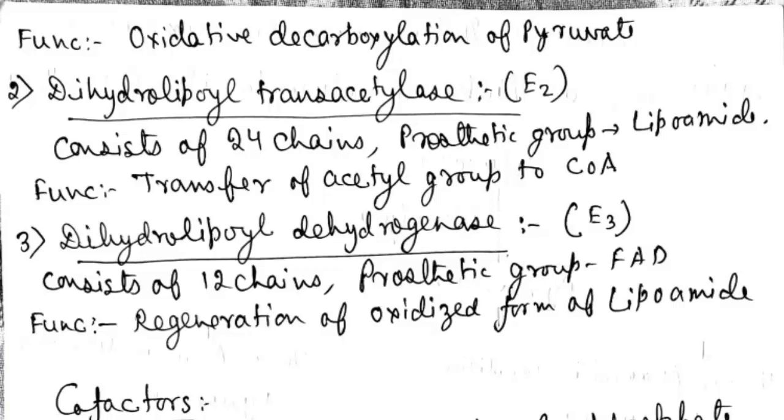Next one is dihydrolipoyl dehydrogenase. It is denoted as E3. It consists of 12 chains and its prosthetic group is FAD, that is flavin adenine dinucleotide, and its function is to regenerate the oxidized form of lipoamide.